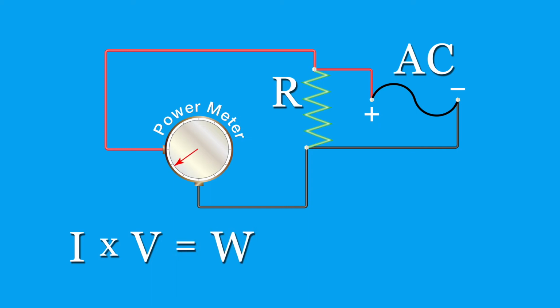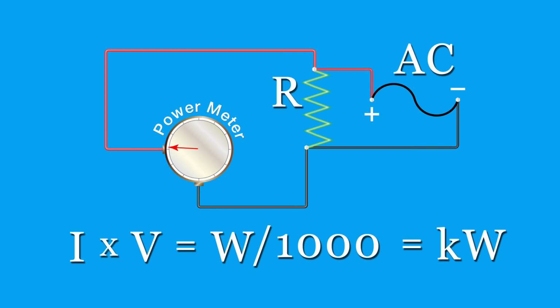A single watt is a very small unit in power generation. To reduce the size of the number, a kilowatt was introduced. 1 kilowatt is watts divided by 1,000.